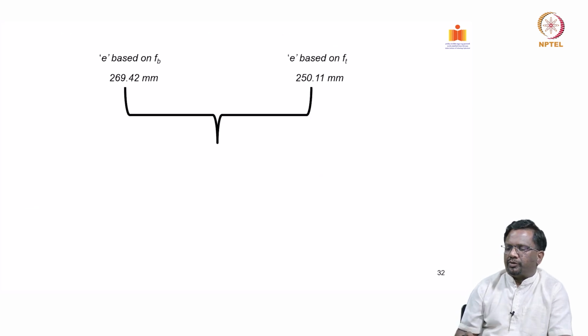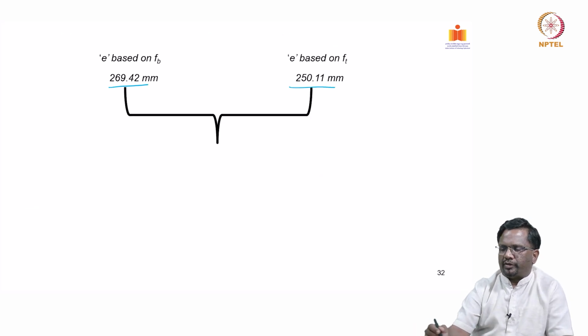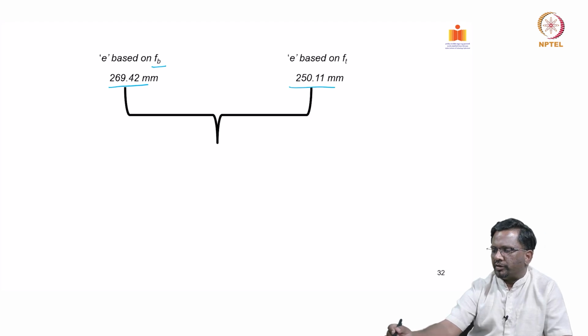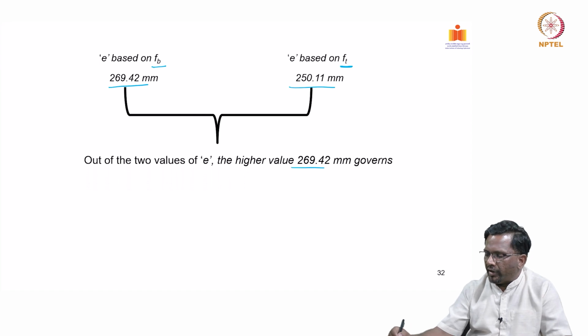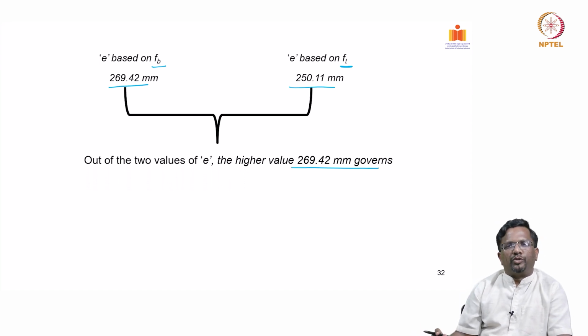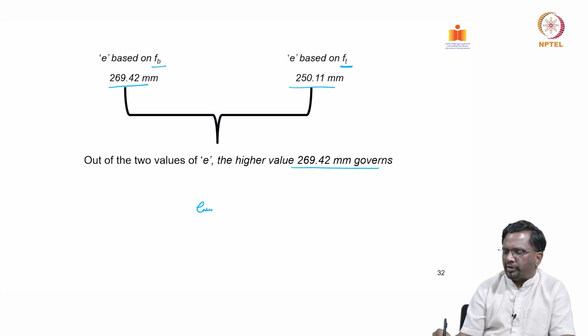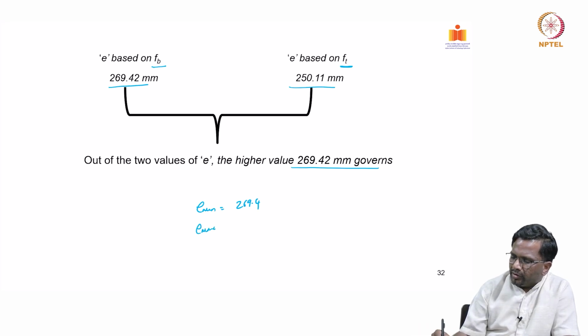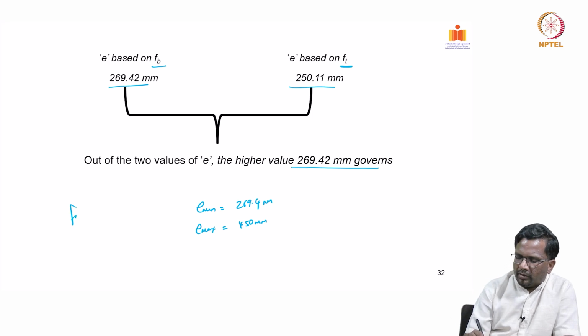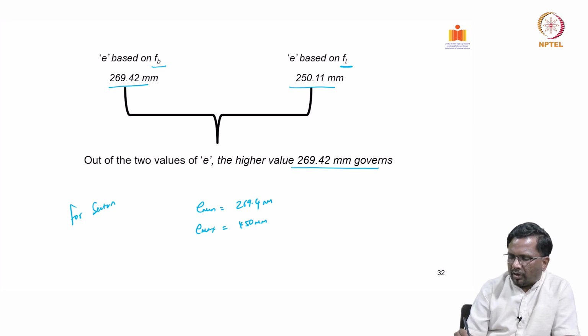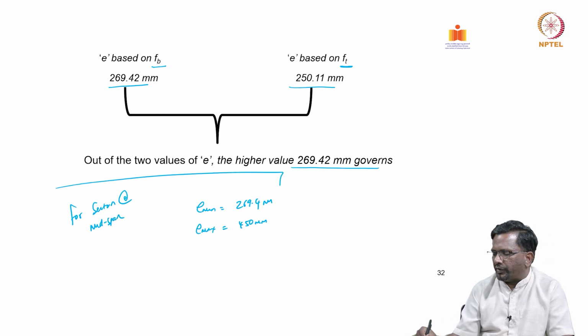So you have to choose between 269 and 250. This is based on the bottom tension, this is based on the top. Now which one would you be choosing? You have to choose here the higher value of 269, then only both stress conditions will be satisfied, right. So in this way you see here E minimum is 269.4, E maximum is taken as 450 millimeter. This is for section at midspan. Okay, so these are the values that we are getting.